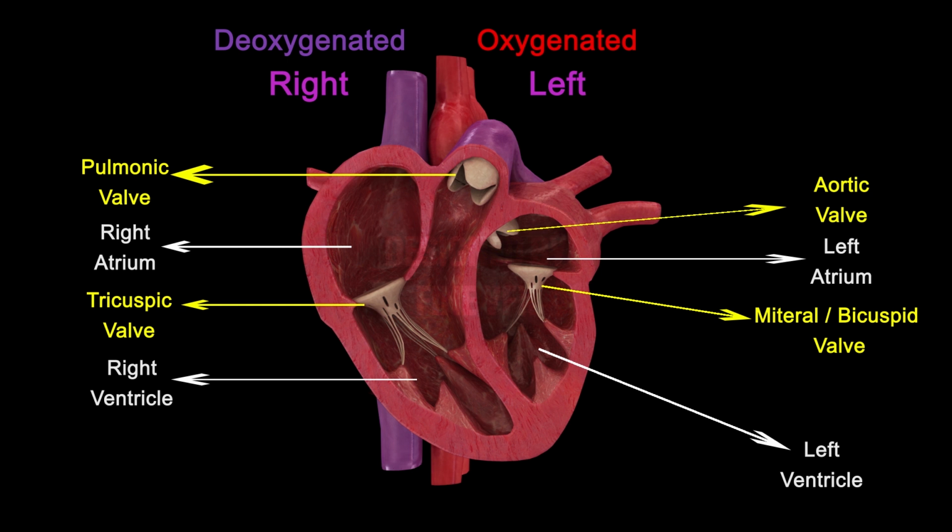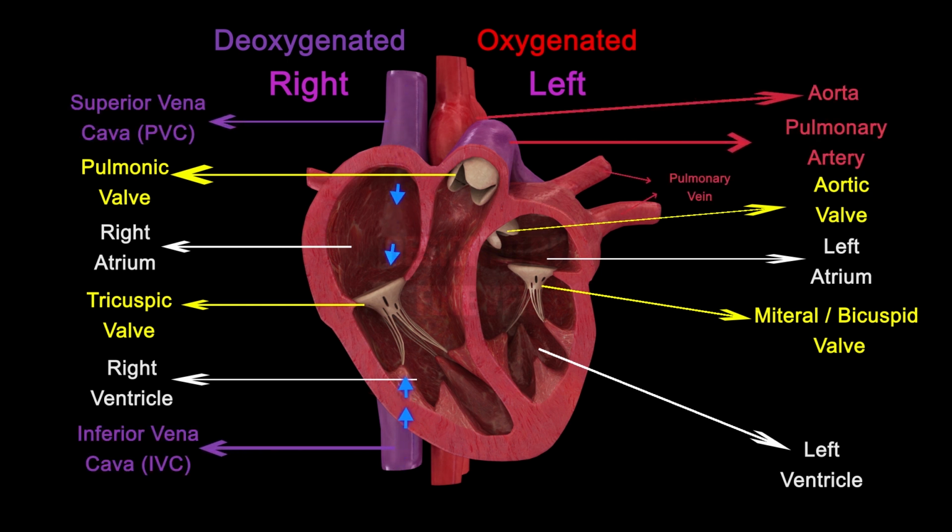Each of these valves acts as a one-way valve, to prevent backflow of blood in the system. Normal valves have 3 leaflets, with the exception of the mitral valve, which only has 2. Hence, the name bicuspid.